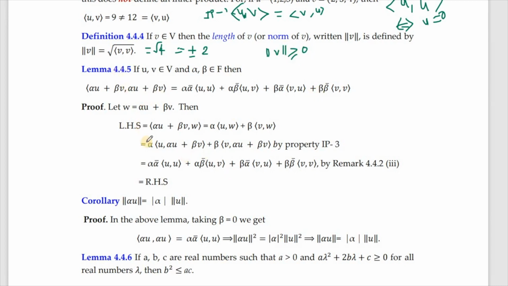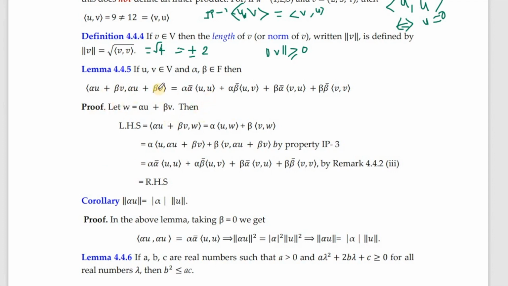The next lemma is just the application of Ip1 and Ip3, and we had one remark. Just the application of those two gives us this. Now, the inner product of alpha u plus beta v with itself, or in other words the norm of alpha u plus beta v squared. So what is it? That is what is explained here.